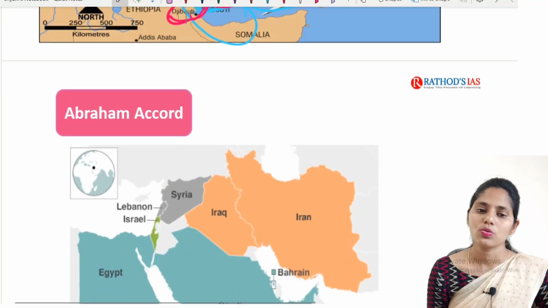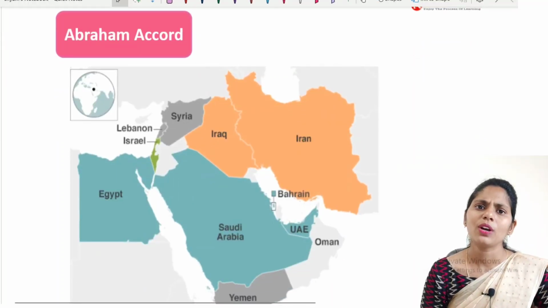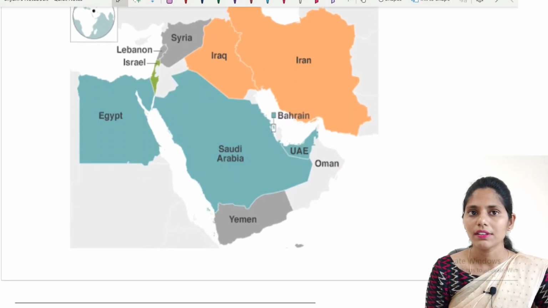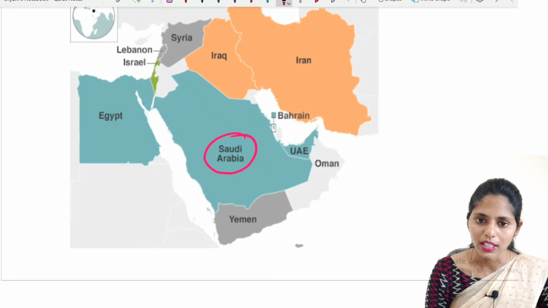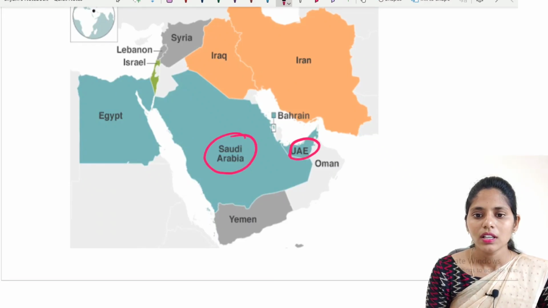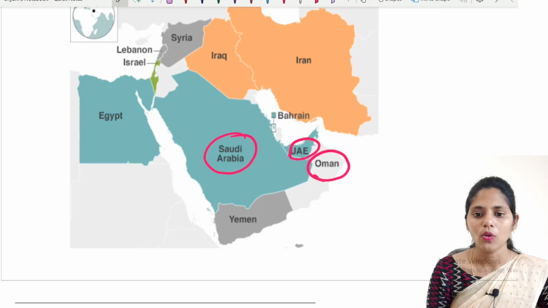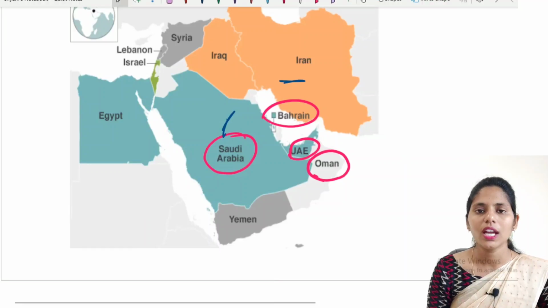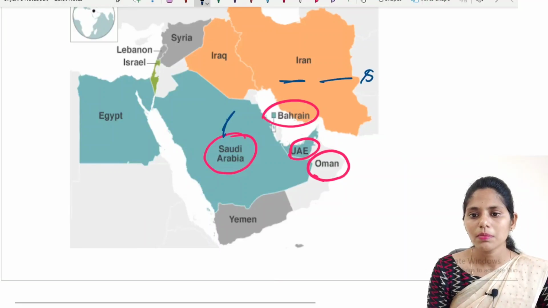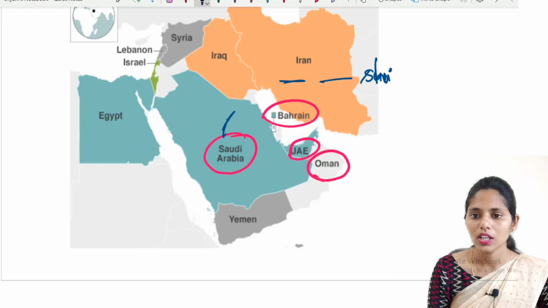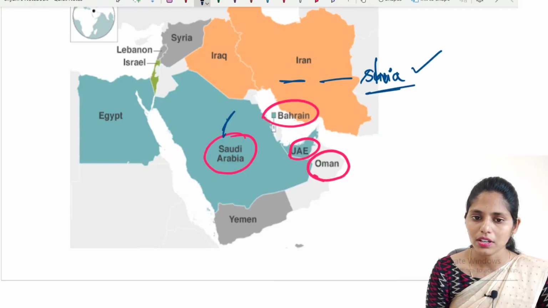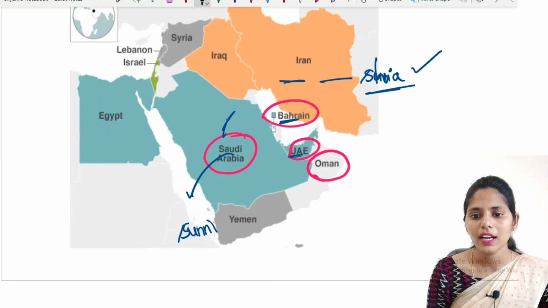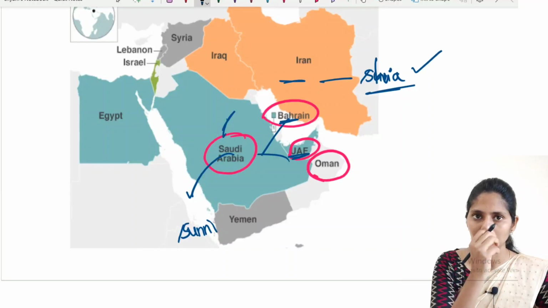And now let's talk about what the Abraham Accord is. This Abraham Accord was also seen recently in the news, right? If you look at the Persian Gulf countries, here we have Saudi Arabia, here we have Oman, here we have UAE, Bahrain. Actually, there is a conflict between Saudi Arabia and Iran, right? It is mainly a Sunni-Shia issue. Iran is a mainly Shia dominated country, and Saudi Arabia is a Sunni dominated country. Bahrain and UAE also support Saudi Arabia.